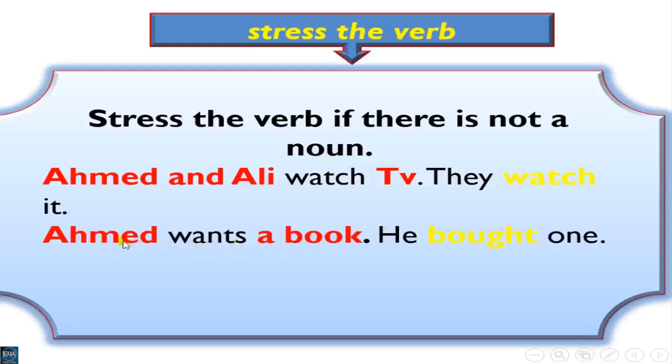Ahmed wants a book. So we stress on Ahmed, book, the nouns. Second sentence, he bought one. So we stress on bought, because bought gives me the information. He bought one. That means Ahmed bought a book. He bought one.